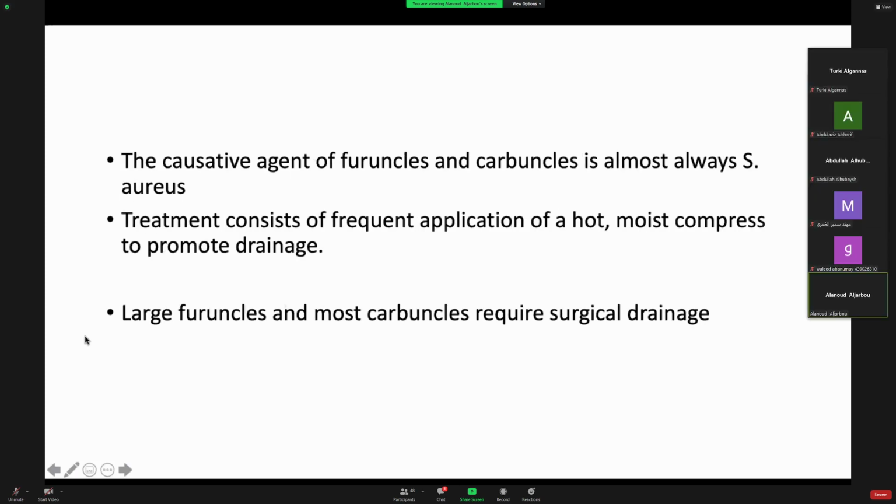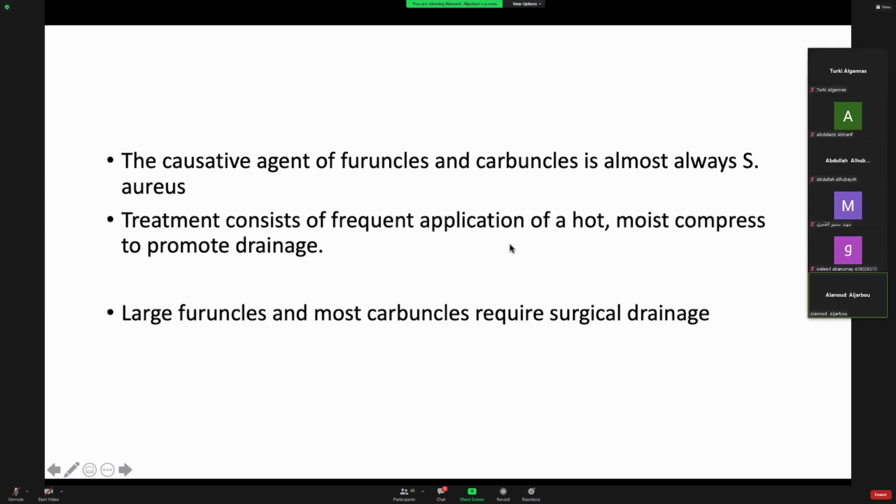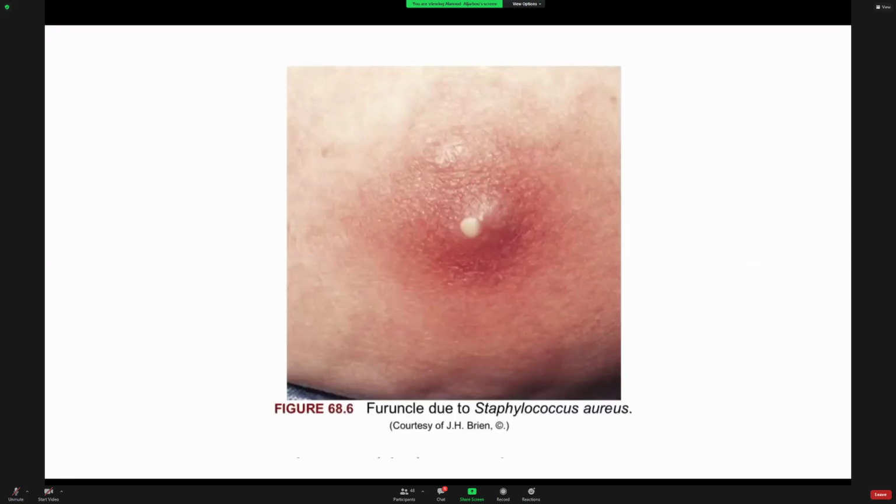Usually the causative agent is also staph aureus, and the treatment is almost the same: application of topical antibiotic, hot compresses, and if it's large, it requires surgical drainage. And this is again the furuncles, with staph aureus as the causative agent.